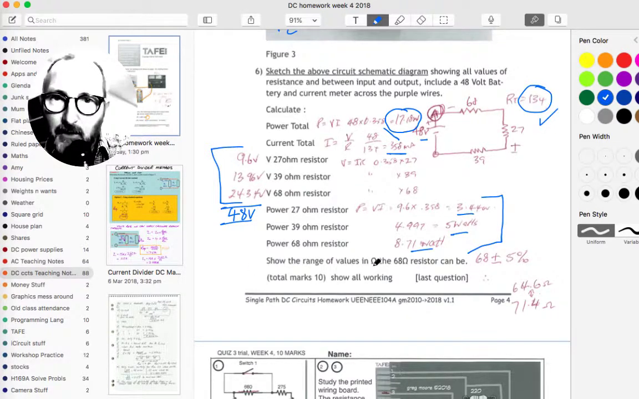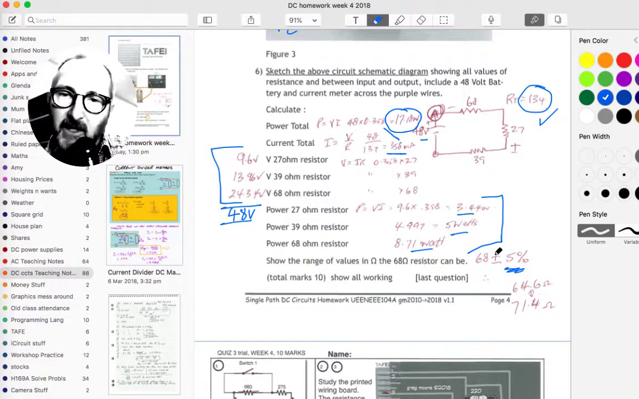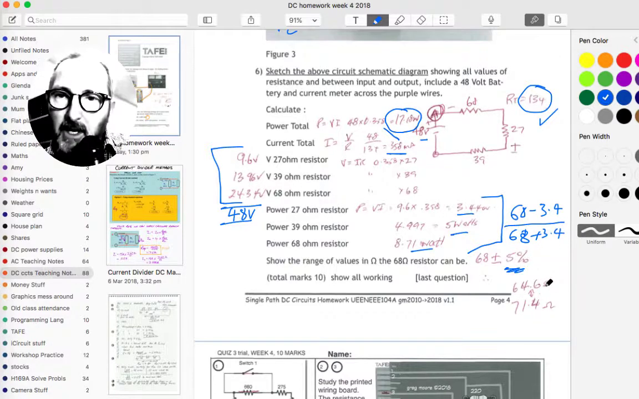Show the range of values in ohms the 68 ohm resistor can be. Well, it's a 5% resistor, and to do that we'd have to get, say, 10%, which would be 6.8 ohms. 5% would be 3.4, so it'd be 68 minus 3.4, and 68 plus 3.4, and they are the ranges down there, 64.6 and 71.4 ohms.